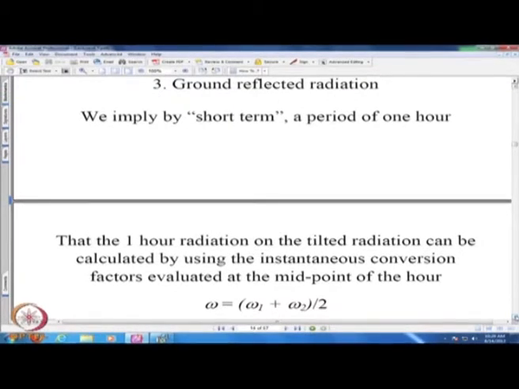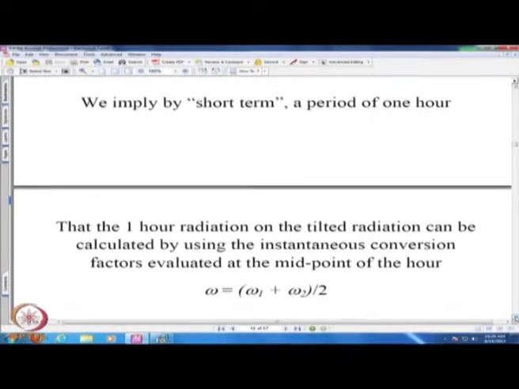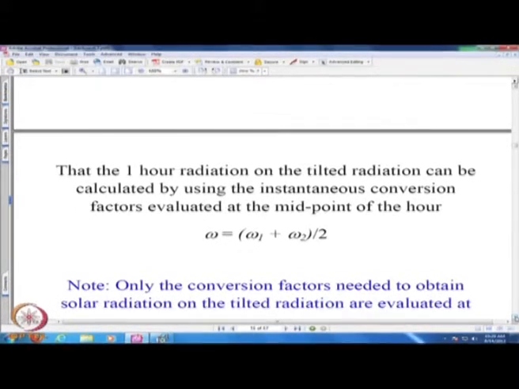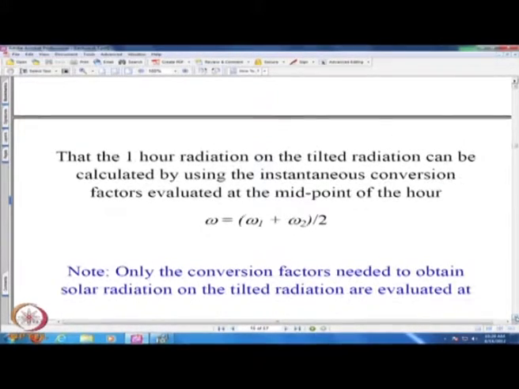In other words, even though the intensity is varying, the accuracy is sufficient if you evaluate R b at the midpoint of the hour. Of course, a question comes whether you can use the midpoint of the day to calculate for the daily tilt factor. Obviously, that leads to a larger error, which we will see a little later.